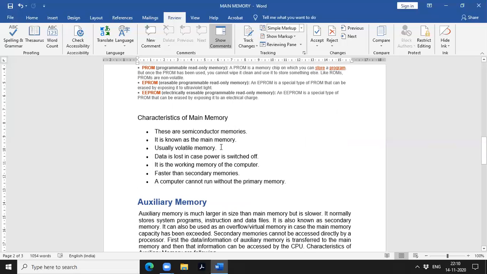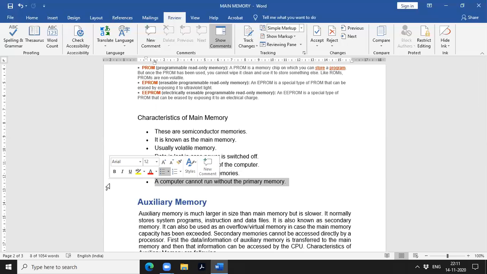Some of the characteristics of main memory are: these are semiconductor memories. It is known as main memory, usually volatile memory. Data is lost in case the power is switched off. It is the working memory of your computer, faster than secondary memories. A computer cannot run without primary memory, since a CPU requires faster access to data.